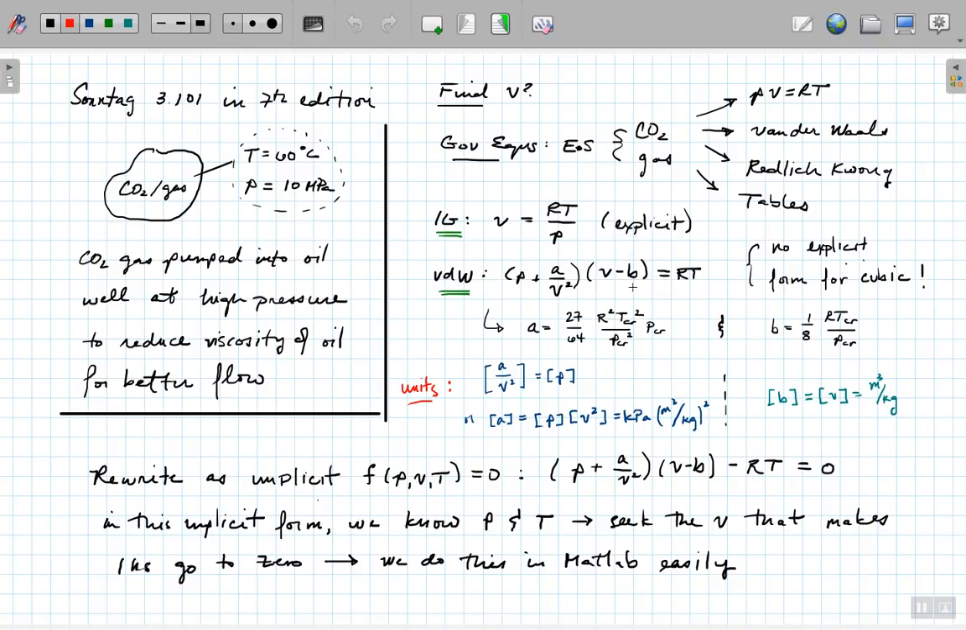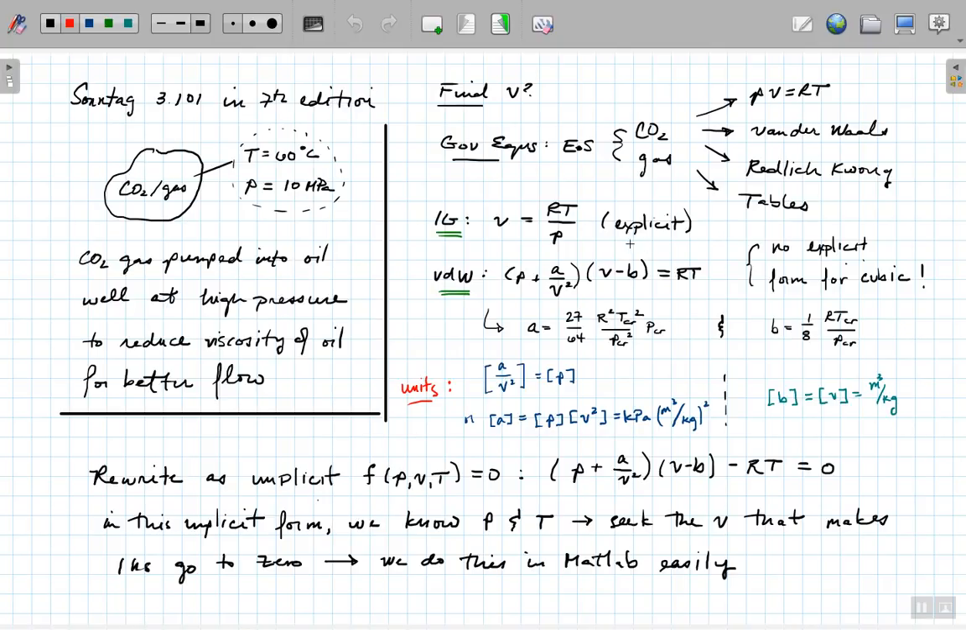B, for the same reason, we have to have dimensional homogeneity in this term, so V and B must both have the same units. B is another constant that's given to us in terms of the critical point properties, T critical and P critical here. So the difficulty with using the Van der Waals equation is that we can't solve this explicitly for V, and of course we're looking for V in this problem, so the ideal gas law is nice.